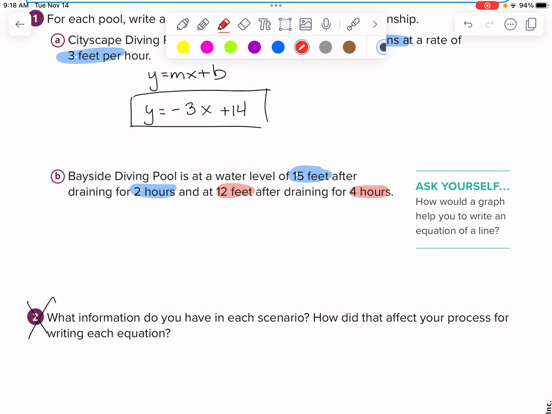Okay, so this is slightly different. We don't know where we're beginning, right? How deep is this pool? So we just have to be careful with this. We do have a rate though, right? The water level at a specific time. We're going to write a coordinate to represent each one of these.